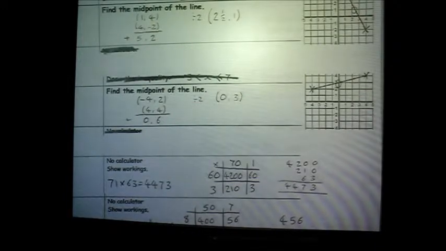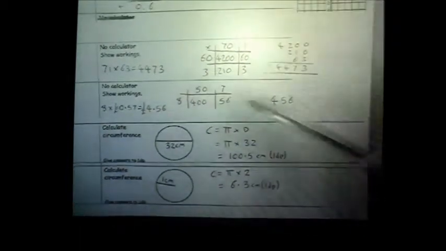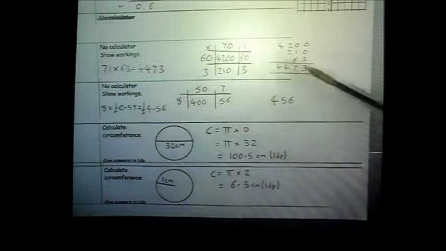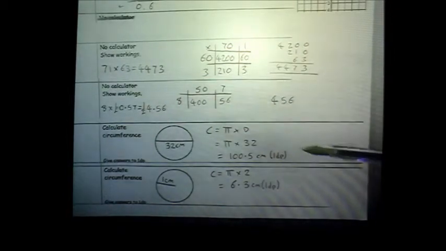Next one, show without using a calculator. This is a really vital skill. You can do long multiplication. I use this way. I think it's the simplest way of doing it, and you see my workings there. 61 times 63. This is a question you should be able to do. I'm not even going to talk you through it.